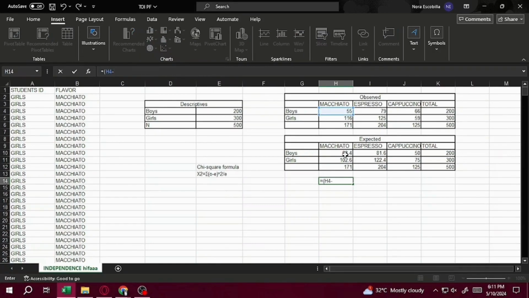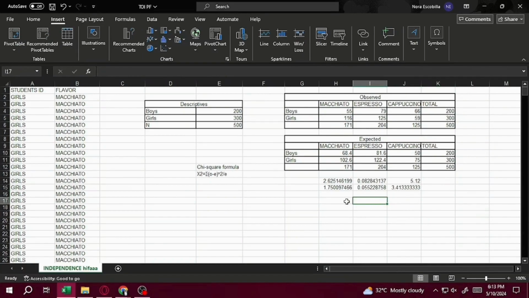68.4, squared, divided by 68.4 again, is equal to 6.625146199, and the same process applies to the other values. After the computations, we will add these together. Type equal sum and paste it to the top.